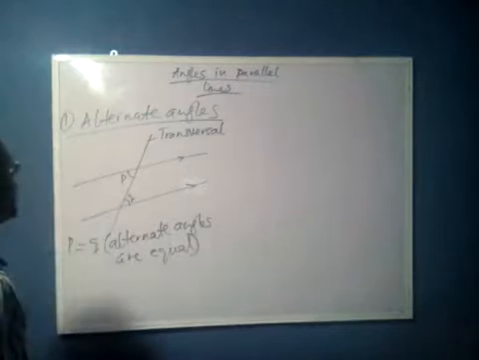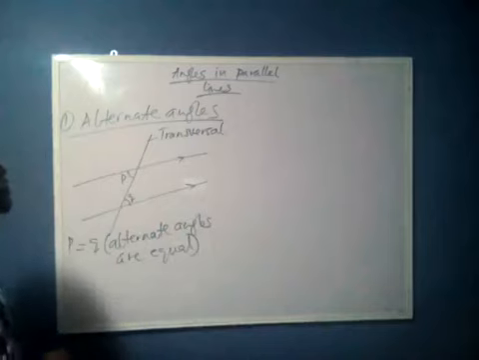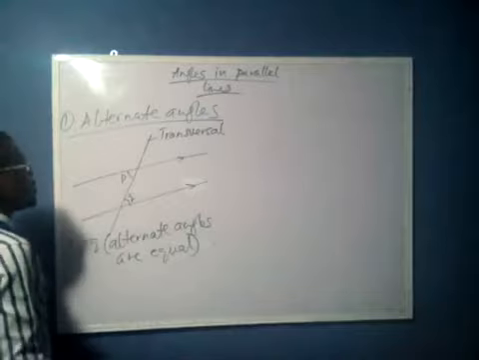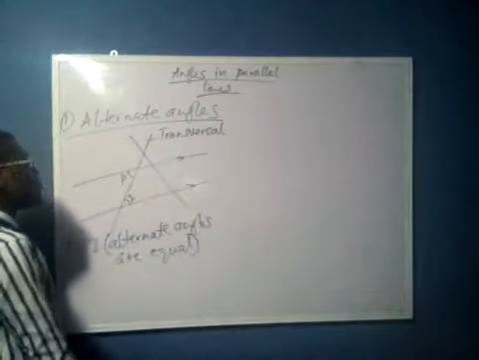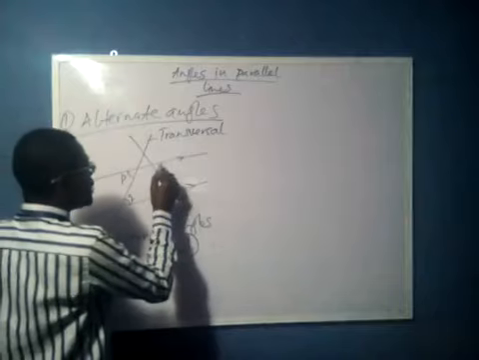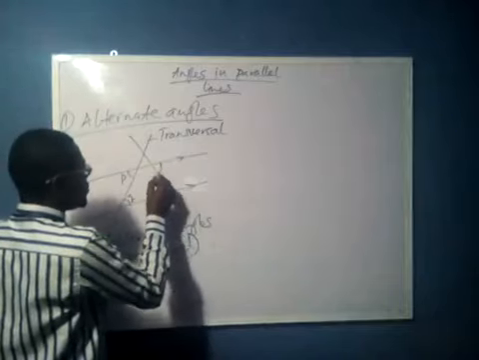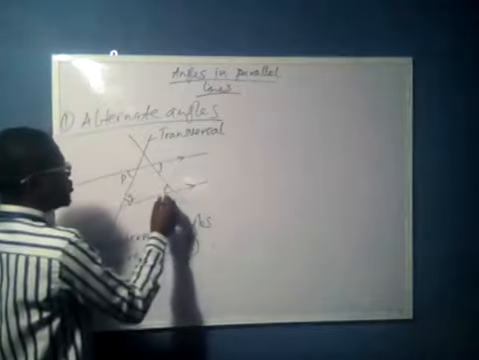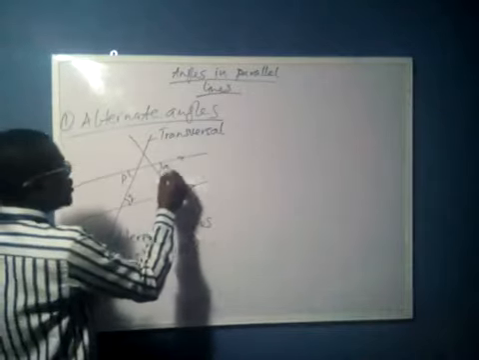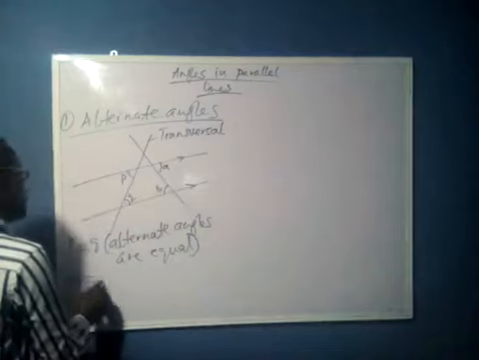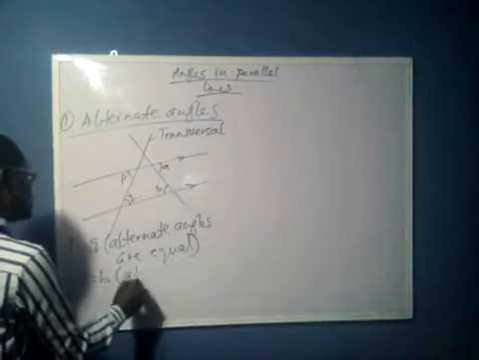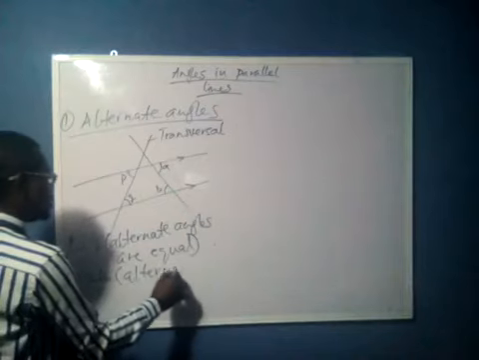Now, in a particular pair of parallel lines, you can have several transversals. Maybe you have another one like this. If you have another one such as that, the angle here and the angle here, let me call them A and B. So we also have A equal to B because alternate angles are equal.